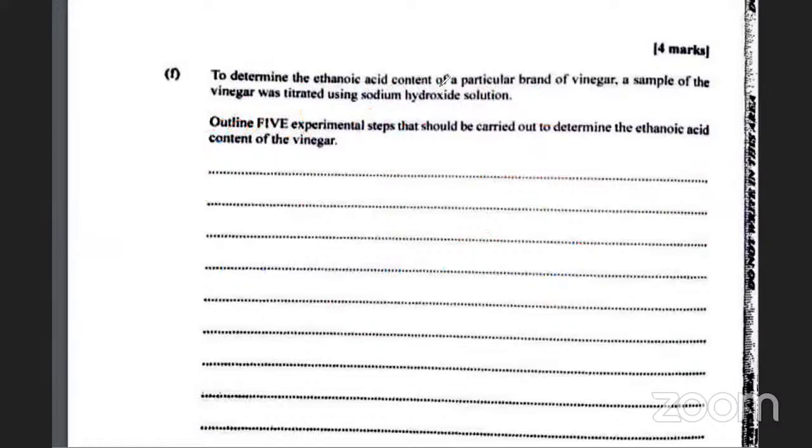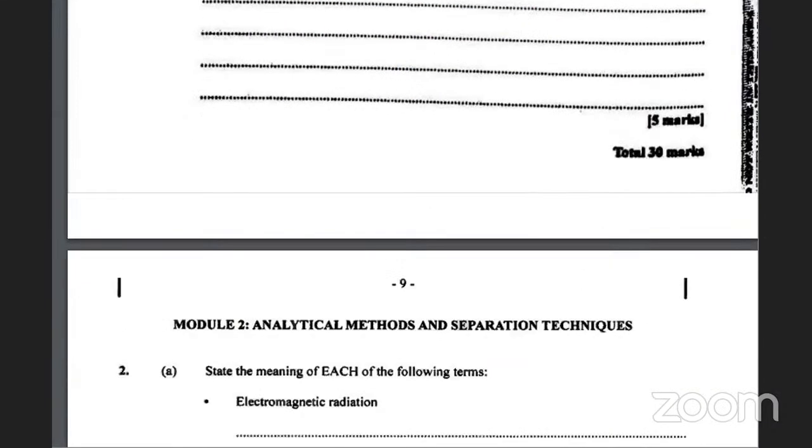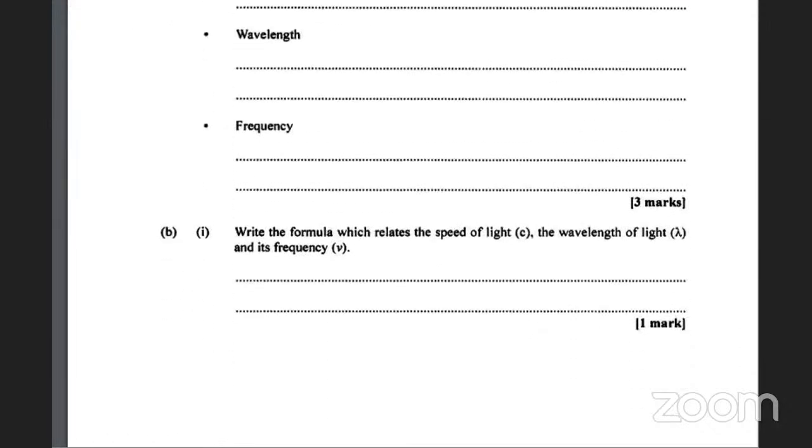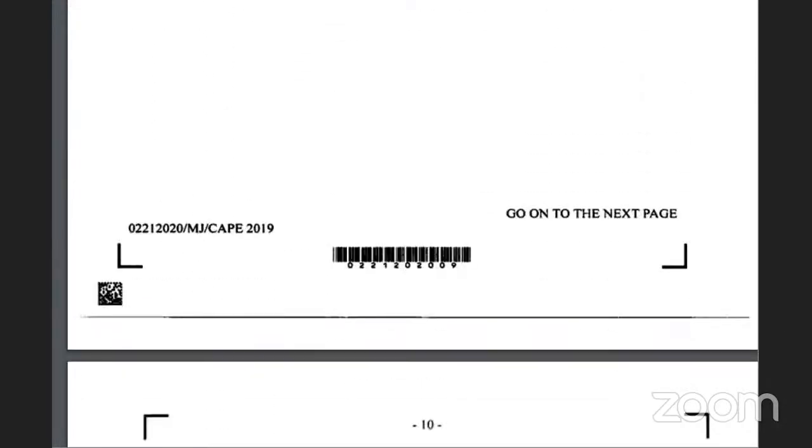This is a regular for this step. So to determine the ethanoic acid content of a particular brand of vinegar, a sample of the vinegar was titrated. So they're asking you for a titration. All right, so as I said, I will post the answers to this. I'm going to write these answers out and post it. All those definitions, I'm going to just write it and post it.